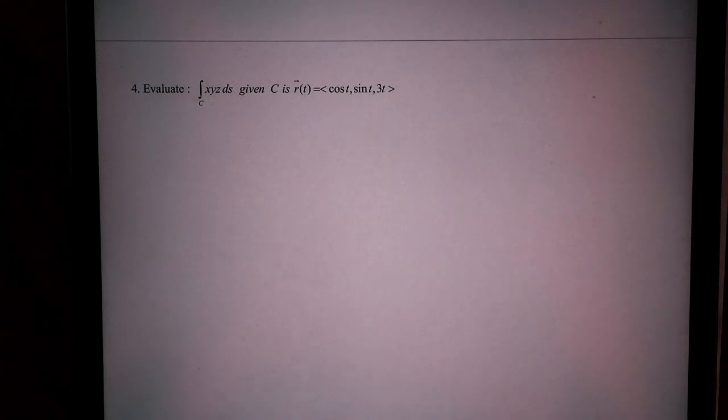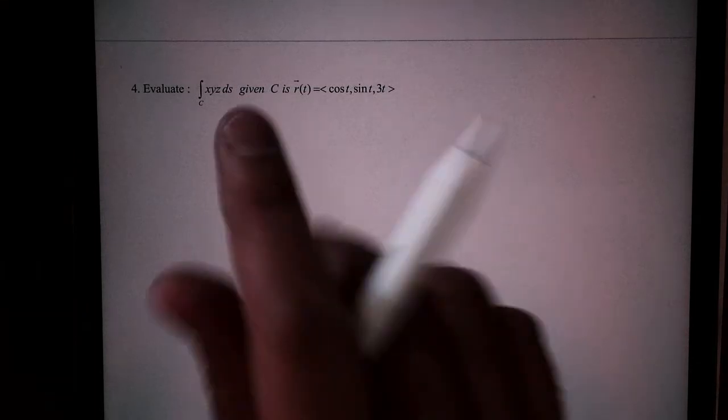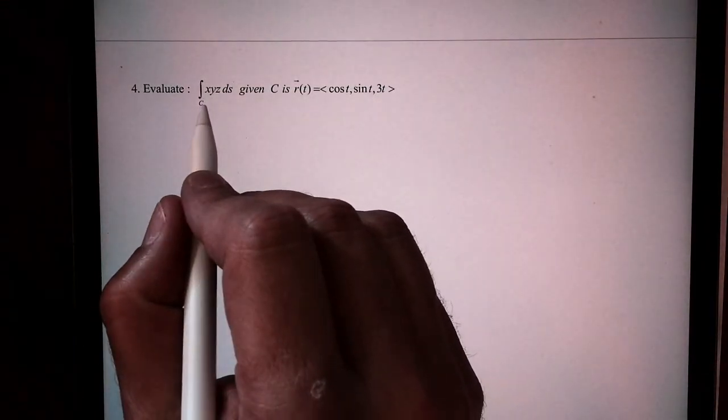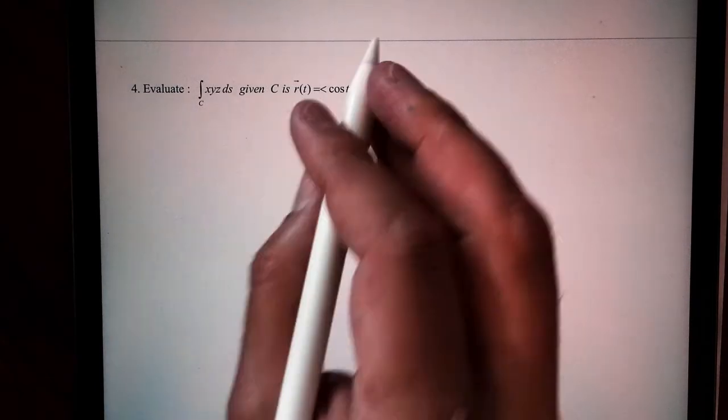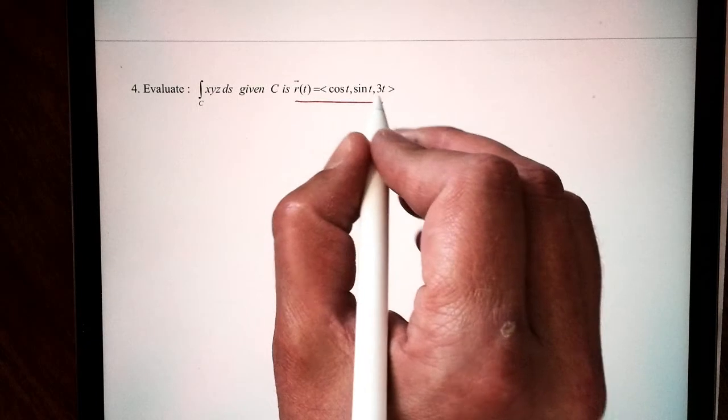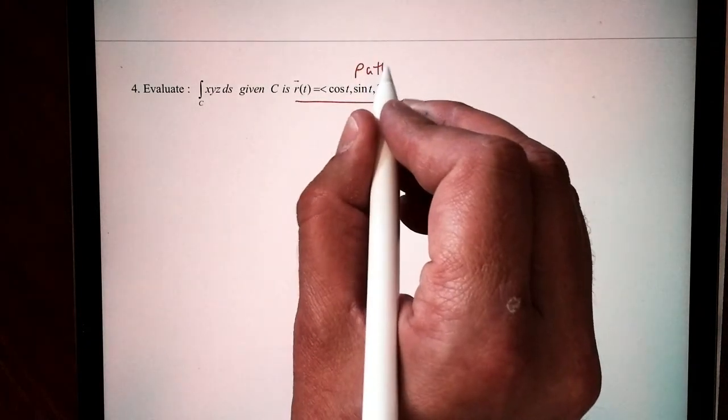Hey, welcome back. We're going to continue our discussion of line integrals, and for number 4 we have a very interesting problem. We want to evaluate the following line integral, x y z ds, given C is this path right here. This is our path, r of t.